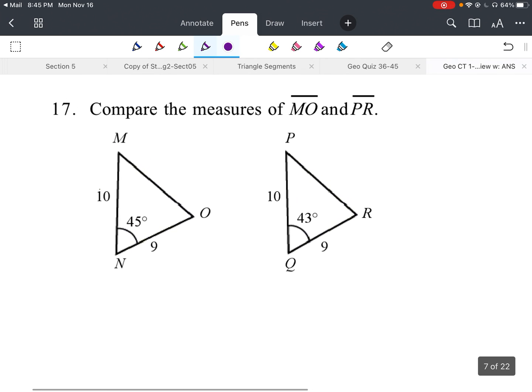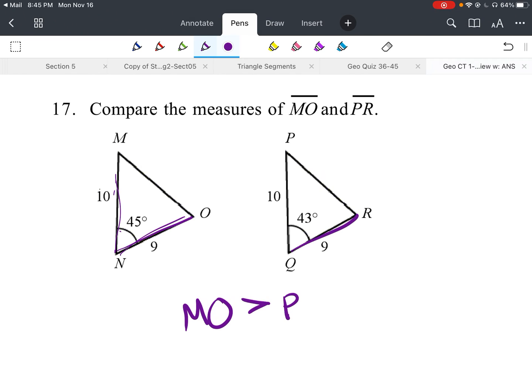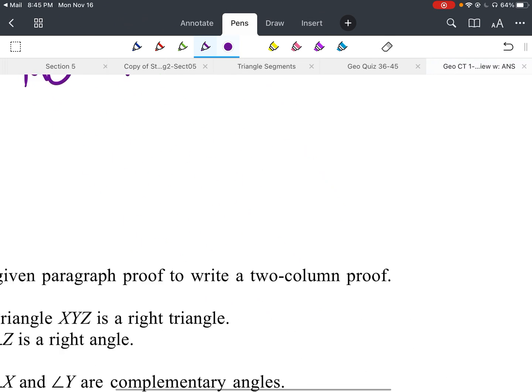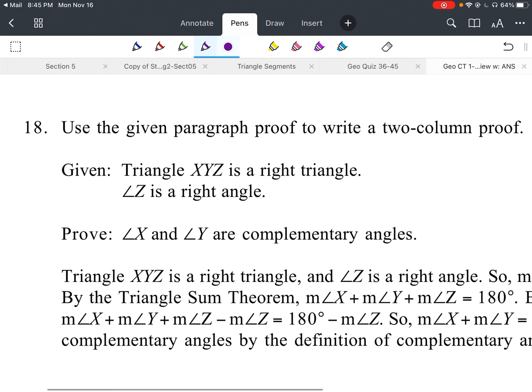Compare the measures of MO and PR. How did they compare? Well, according to your hinge theorem, this door is a little more open than this door. This door is closing. So therefore, because this one's open and these sides are fixed, that means that RP has to be shorter. So MO, whatever. Let's try it again. MO is greater than PR. Okay, when you don't put the line over them, you're referring to the distance, their length. So the length of MO is longer than the length of PR. That was fun. Let's do it again.